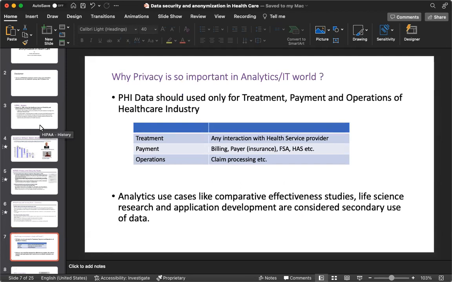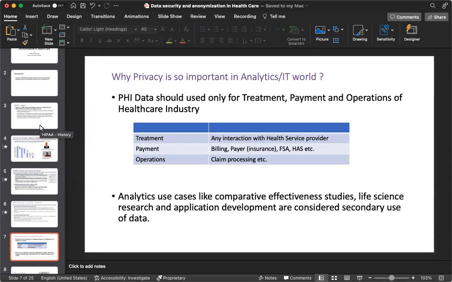When it comes to analytics, that's why we are very strict about privacy and anonymization in the analytics and IT development field, because the HIPAA mandate says the data can be viewed and processed only for three kinds of things. One is treatment, another one is payment, and the third one is operations.